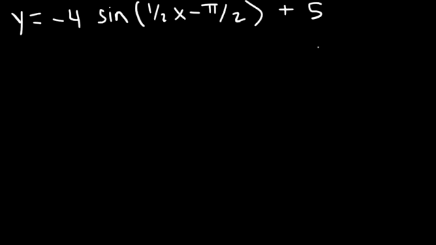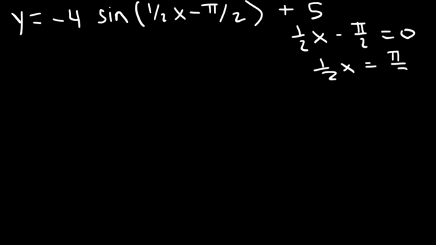So let's begin by calculating the phase shift. Let's set the inside part equal to 0. So first we need to add pi over 2 to both sides. And to solve for x, simply multiply both sides by 2. 2 times 1/2 is 1, so you can cross out the 2's. So therefore x is equal to pi. Therefore, the graph has been shifted pi units to the right.